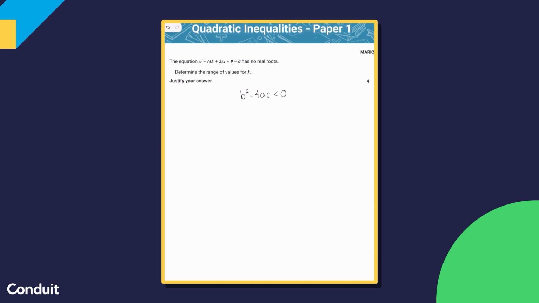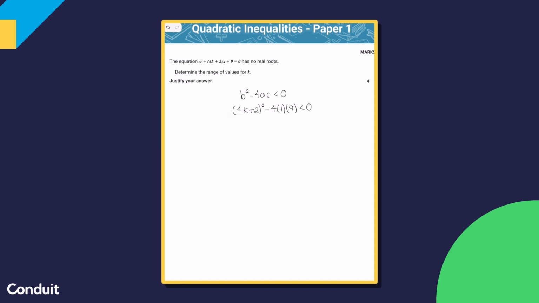and c values. b, which is the coefficient of our x term, is 4k plus 2. a, which is the coefficient of our x squared term, is 1. And c is the constant number at the end, which is 9. And all of that is going to be less than 0.